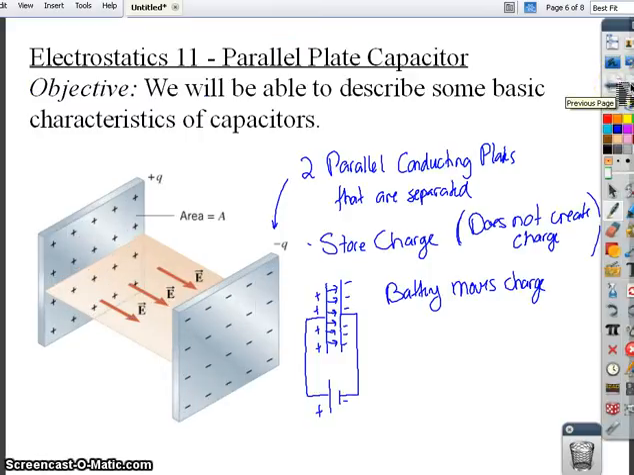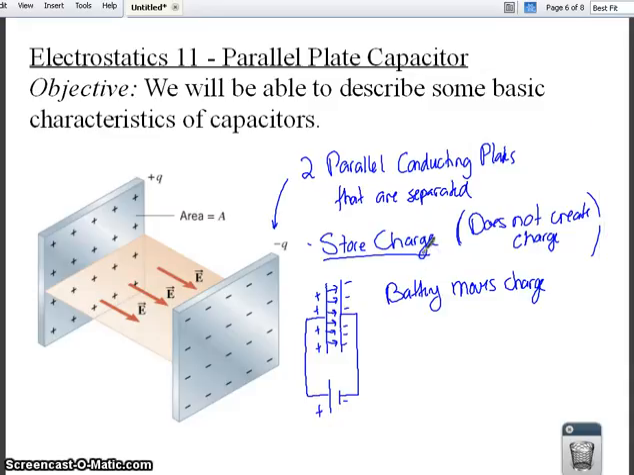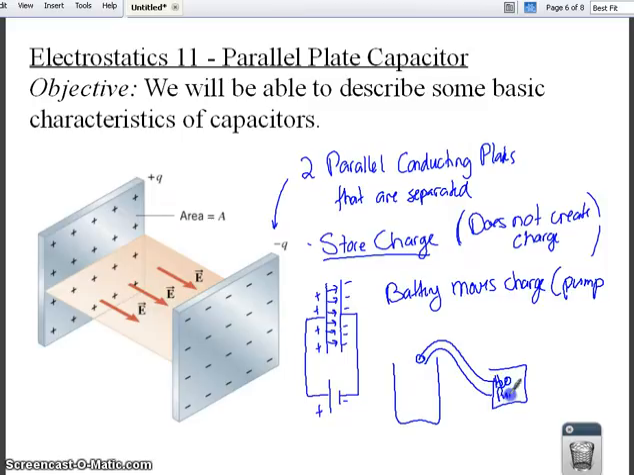Let's go back here for a second. A capacitor stores charge. It does not create charge. A battery moves charge. A battery is like the pump. Pretend you had a big container with a hose, and then you had a water pump connected to a lake. This analogy isn't perfect, but a battery will move the water from the lake into the container. So the pump is like the battery, and the container is like the capacitor. It can store charge.